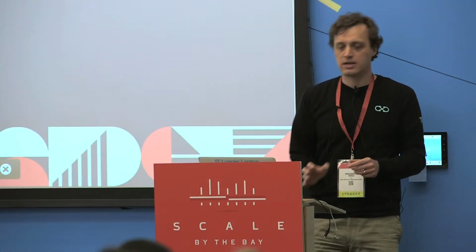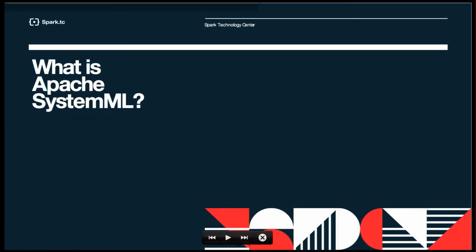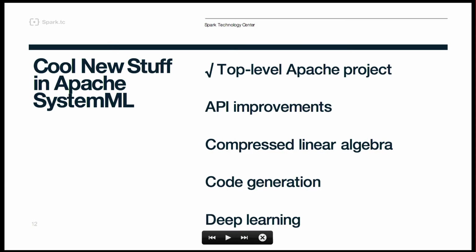But for this talk, I'm going to focus not on what is Apache SystemML, but what is new in Apache SystemML. I'm going to focus pretty much exclusively for the rest of this talk on stuff that has been happening within the last year, year and a half. And there are 5 things here on the list. The first one I've already covered. Apache SystemML has graduated from incubation just this year. We are now in a top-level Apache project.